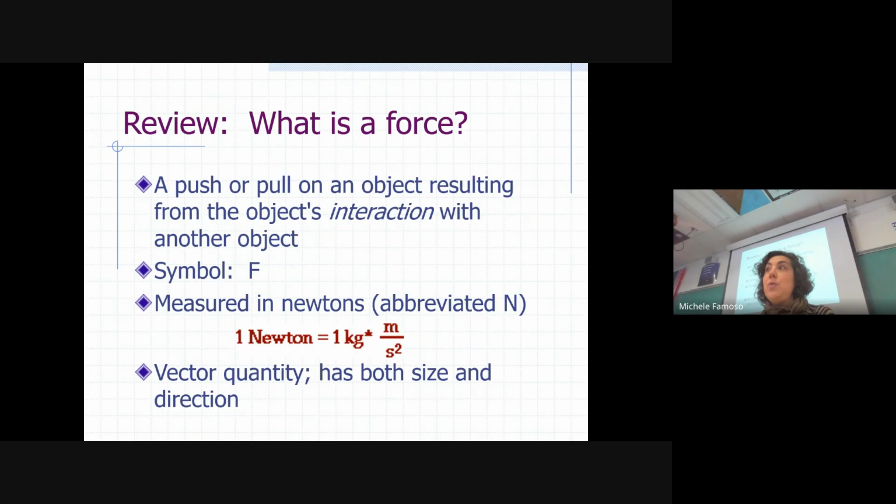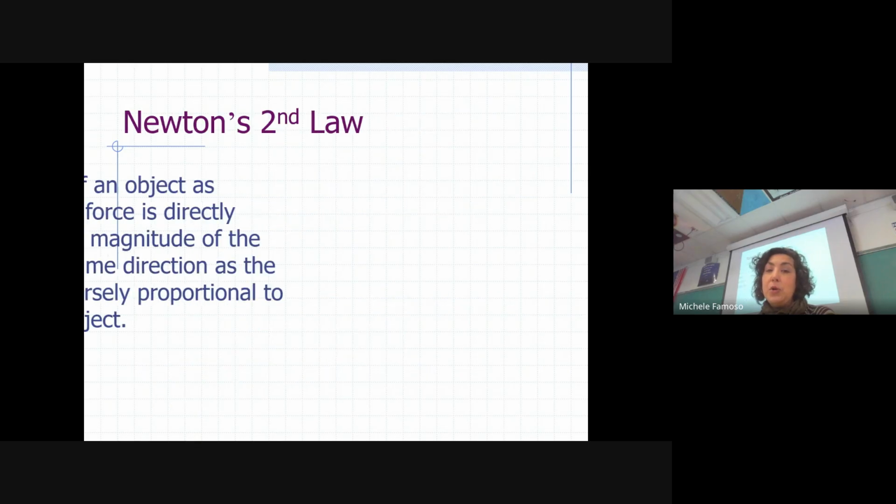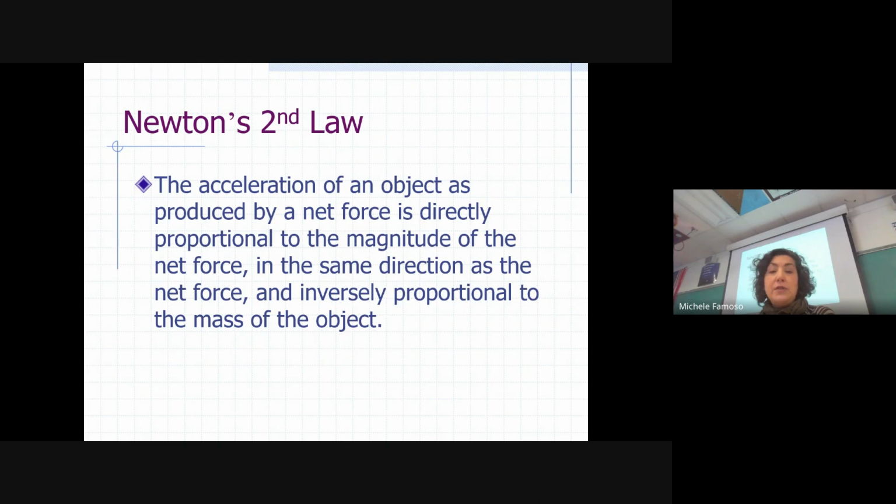So to quickly review what a force is, it's any kind of push or pull that an object experiences because of how that object is interacting with things around it. All forces are symbolized with a capital F, and then we add a subscript after that to tell us which type of force it is, like Fg for force of gravity. All forces in the metric system are measured in newtons, which is a derived unit equivalent to a kilogram times a meter per second squared, and they're vectors. We draw them with arrows going in certain directions to show us which way the force is being pushed or pulled. So here is Newton's second law, and it's very wordy.